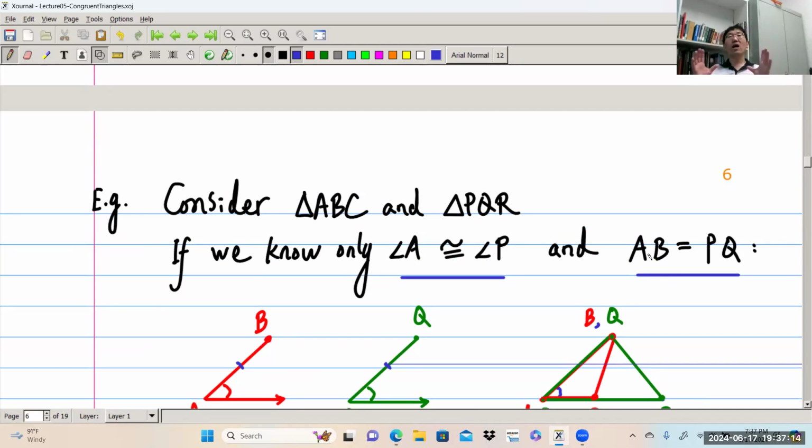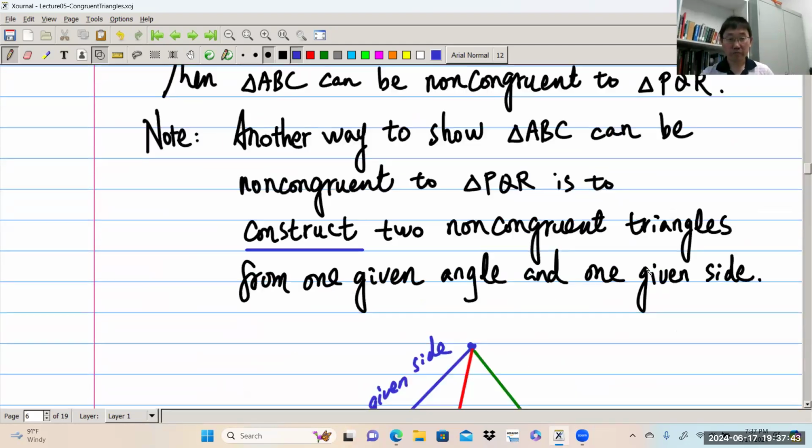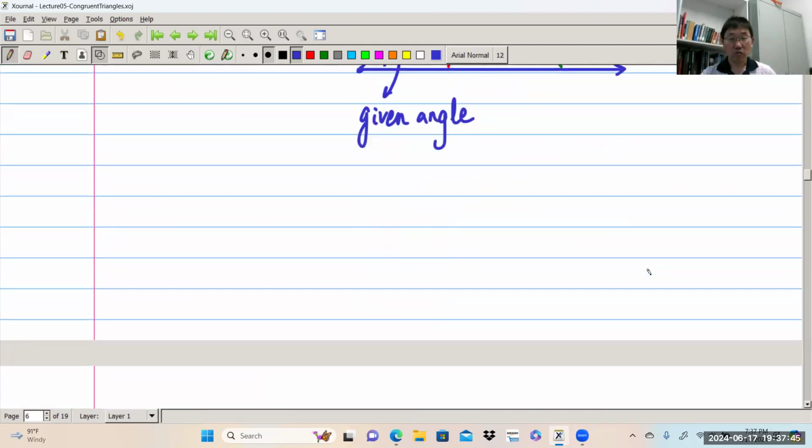So in order to prove the congruence of two triangles, you need to have sufficient information, but you don't have to show the congruence of all pairs of angles and all pairs of sides. That's too much. But if the information is not enough, again, you cannot achieve that. So what can you say here?